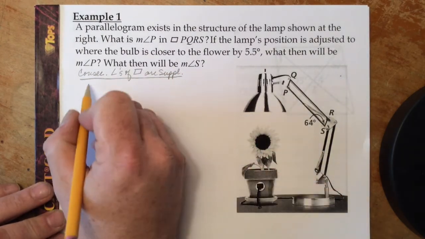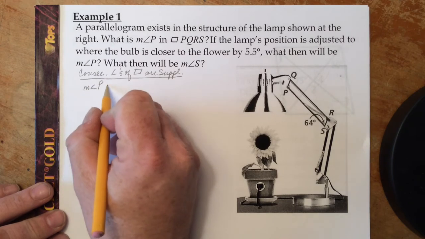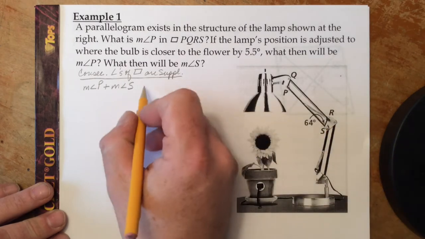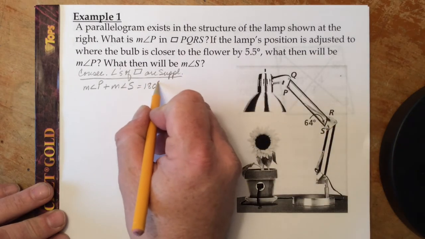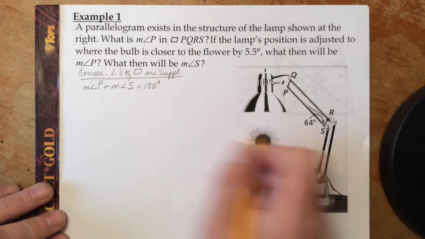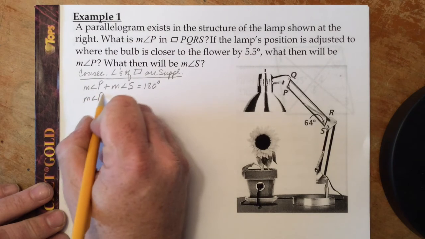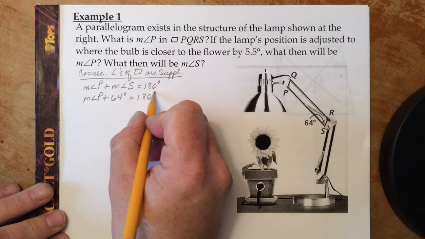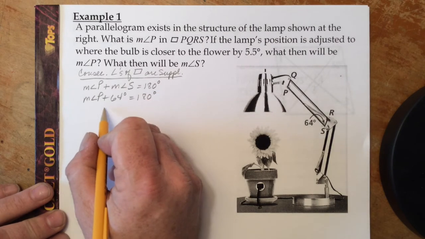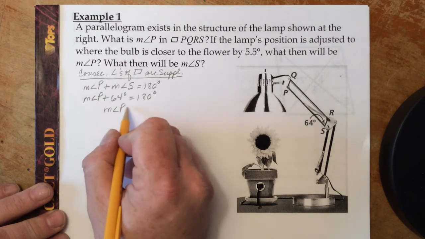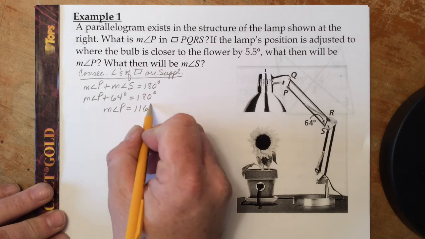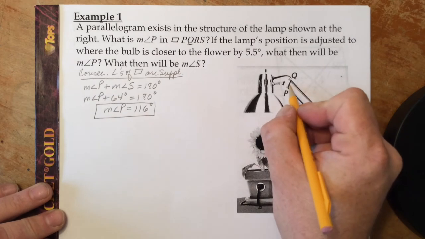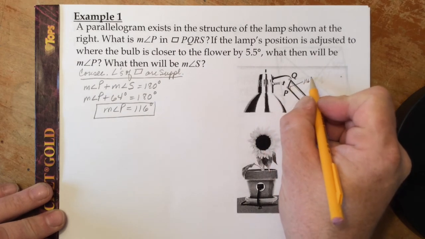So we can say, according to that, the measure of angle P plus the measure of angle S, consecutive, equals 180 degrees. Taking the measure of angle S, 64 degrees, we have the measure of angle P plus 64 degrees equals 180 degrees. Subtracting 64 degrees from both sides, the measure of angle P is 116 degrees. There's our first answer. So this is 116 degrees.